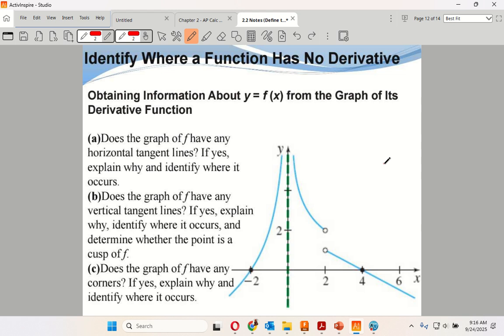Does the graph have any corners? Corners would be like that right angle, like a 90-degree turn, and right there at the edge, it would not be there. So the difference between a cusp and a right angle is how it's actually going into it. As it's continuously approaching, getting sharper and sharper as you look closer and closer, that would be the cusp, whereas a corner is just like a 90-degree corner.